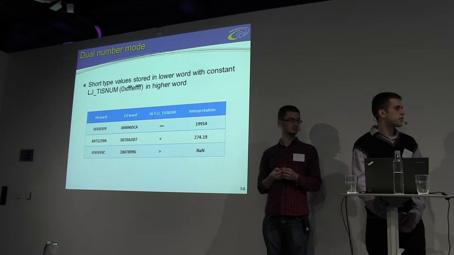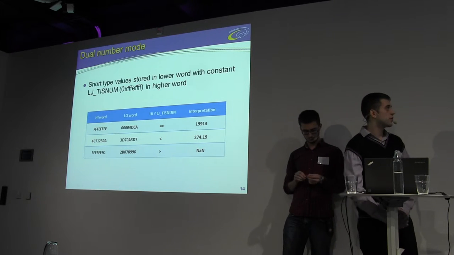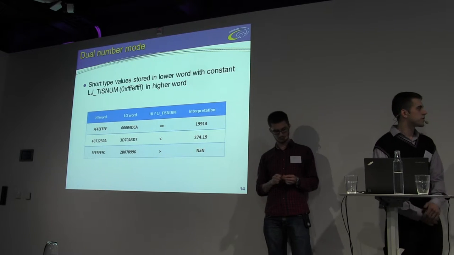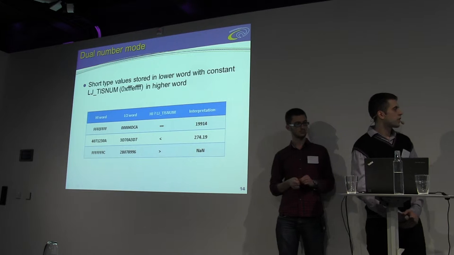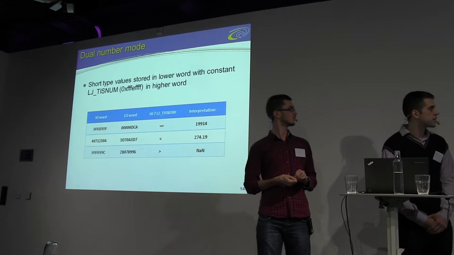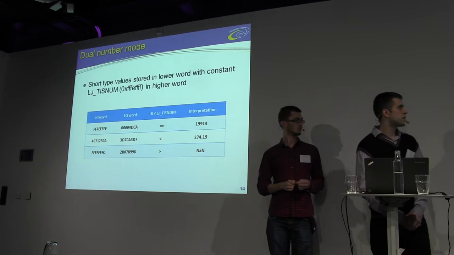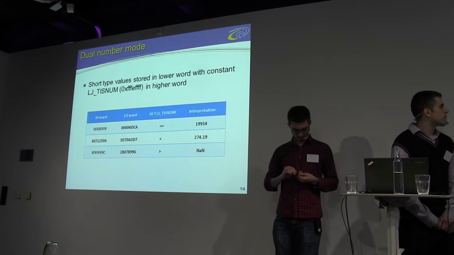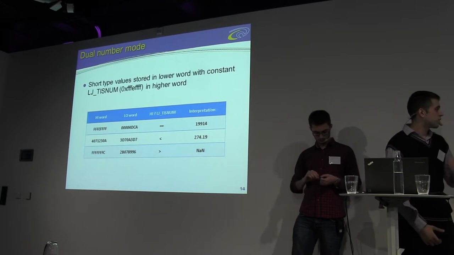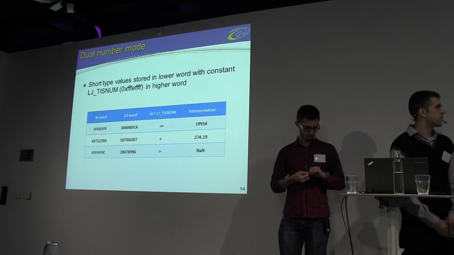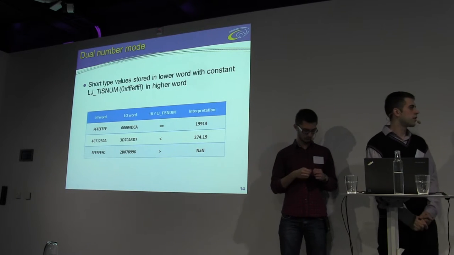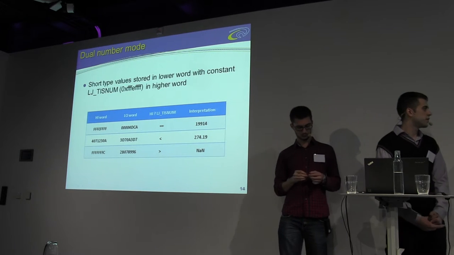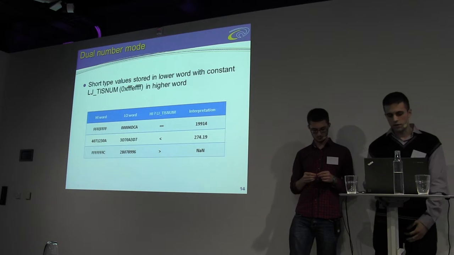That type constant is used to uniquely determine the value which is stored in a given 64 bits. For example, if we have in the high word a value equal to that constant, that means the lower word is a short type value in two's complement representation. If the high word value is lower than the constant, then all 64 bits are considered a double value. And if it's bigger than that constant, then those 64 bits do not represent any number.